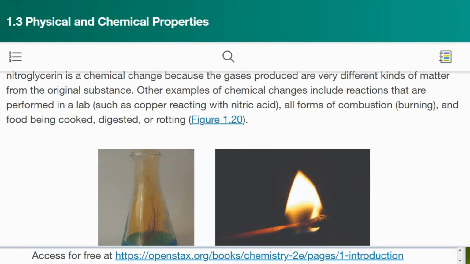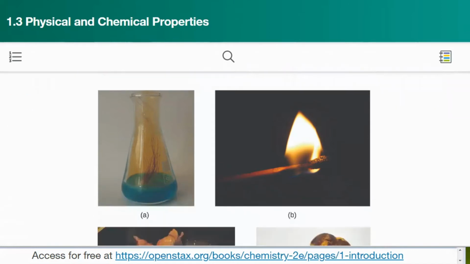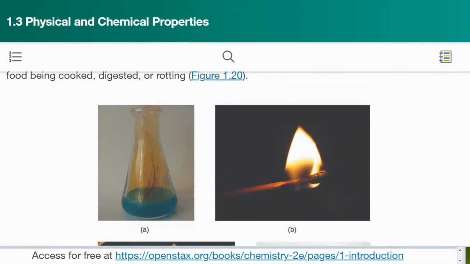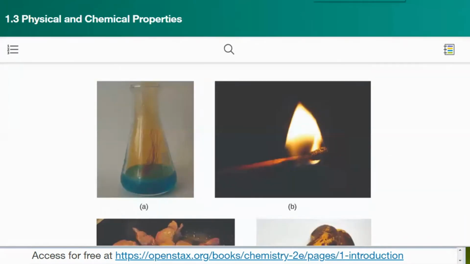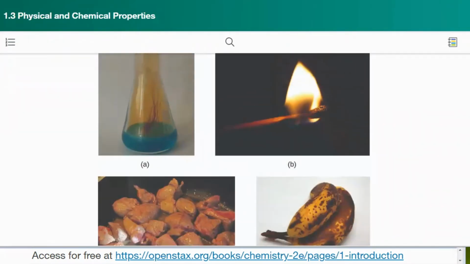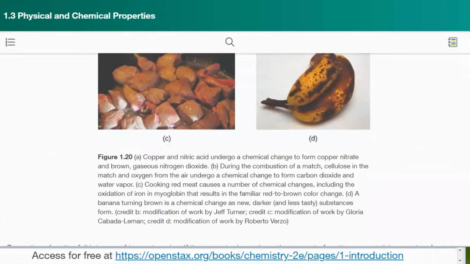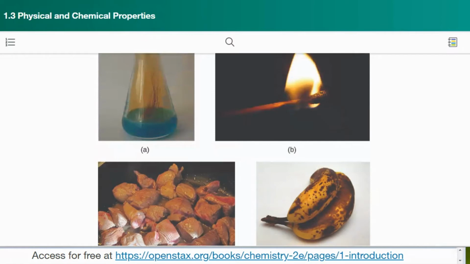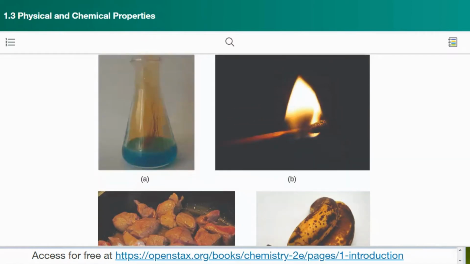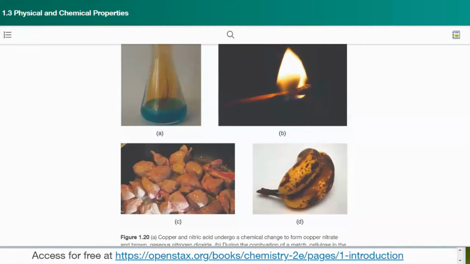Figure 1.20. So panel A, copper and nitric acid undergo a chemical change to form copper nitrate and brown gaseous nitrogen dioxide. Wow, interesting. So that's copper and nitric acid undergo a chemical change to form copper nitrate and brown gaseous nitrogen dioxide.